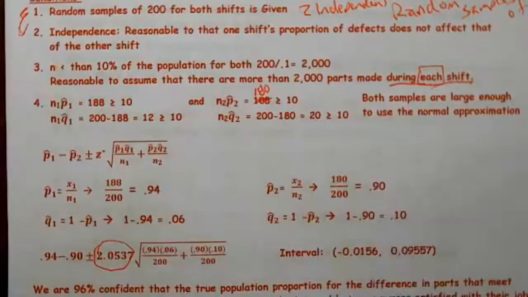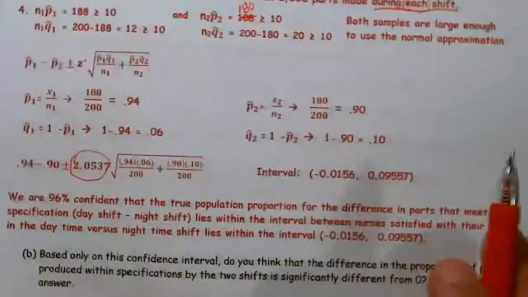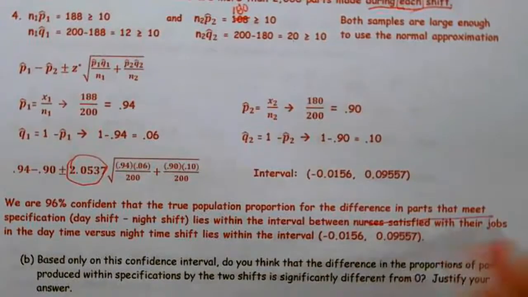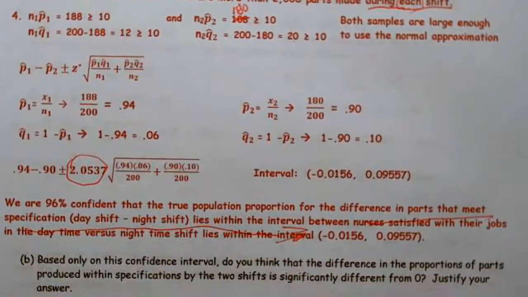Now, one thing we should notice is that our interval contains 0, and we'll need to address that in a little bit. So we are 96% confident the true population proportion for the difference in parts that meet specification, day shift minus night shift, lies within the interval between, sorry about that, lies within that interval.